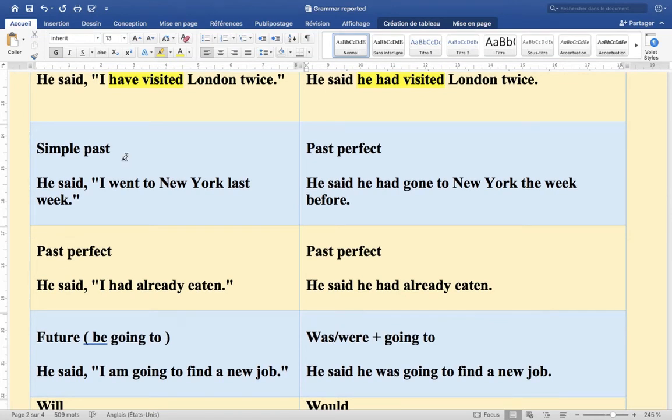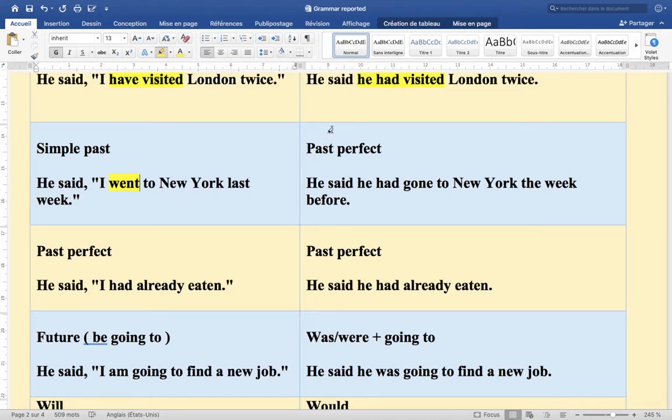So I'm going to move to simple past, regular or irregular verb. For a regular verb we have to add ed, and irregular verbs we have to learn by heart. Like the first example that we covered, I studied, where we add ed, but when we have a verb like went, it's an irregular verb, from the verb go. He said I went to New York last week.